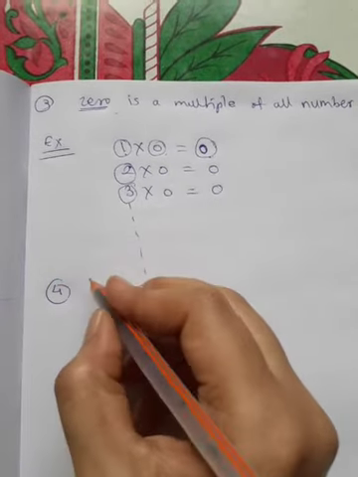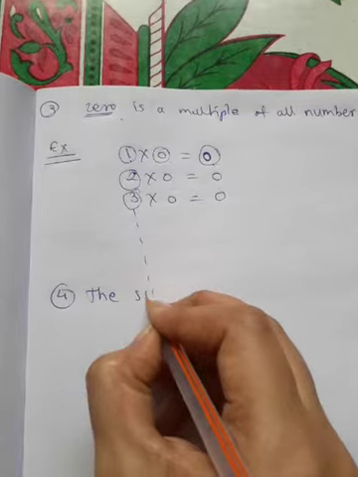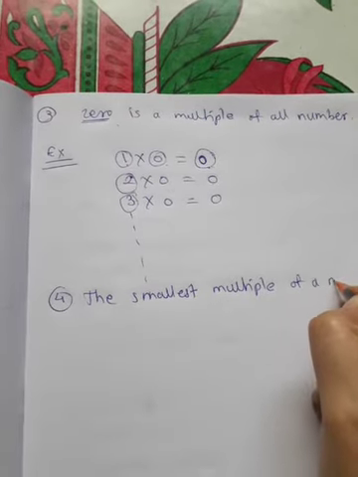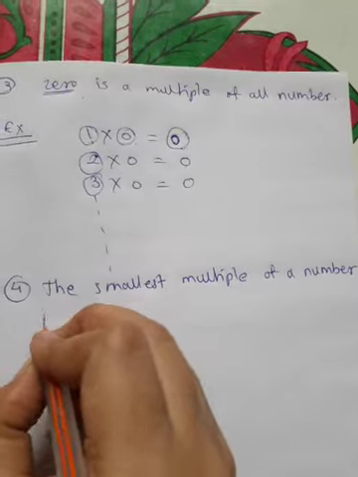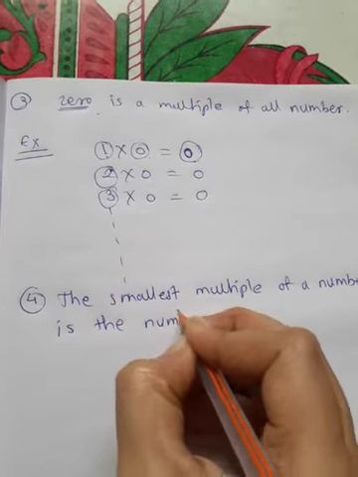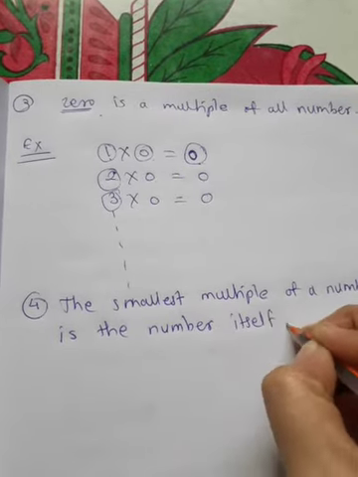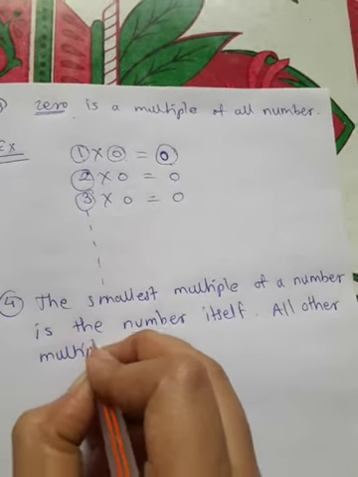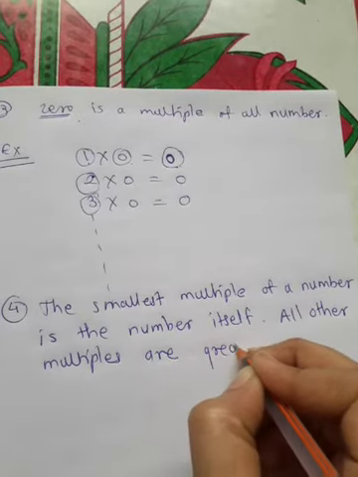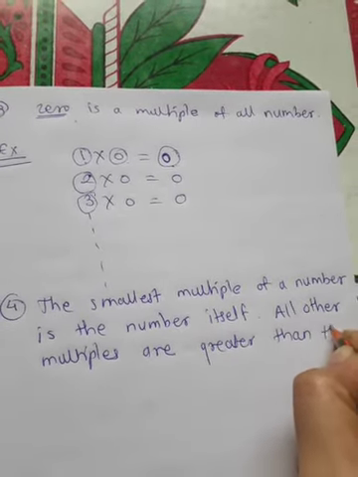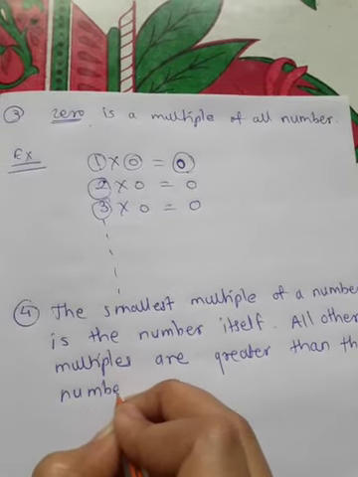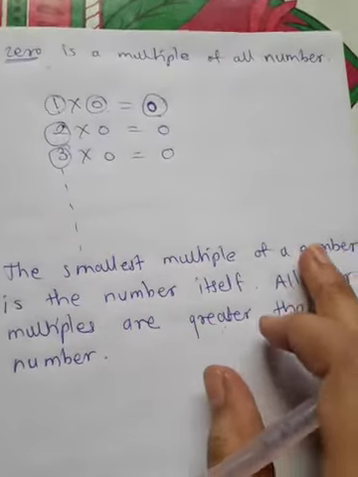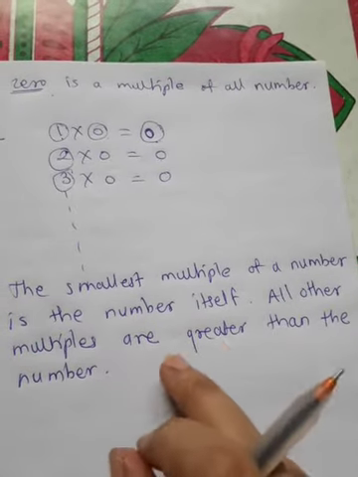Now there is a fourth property, the property of multiples: the smallest multiple of a number is the number itself. All other multiples are greater than the number.